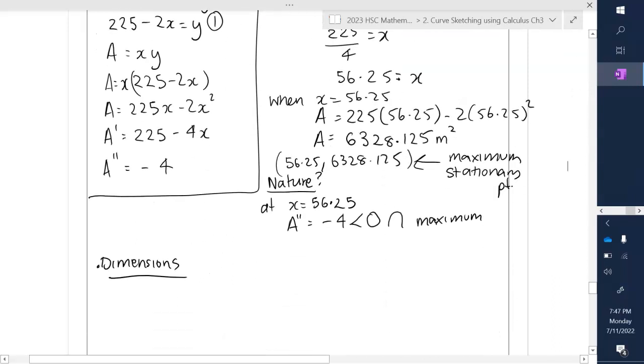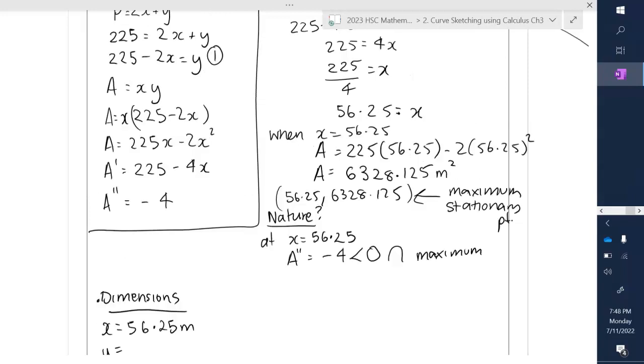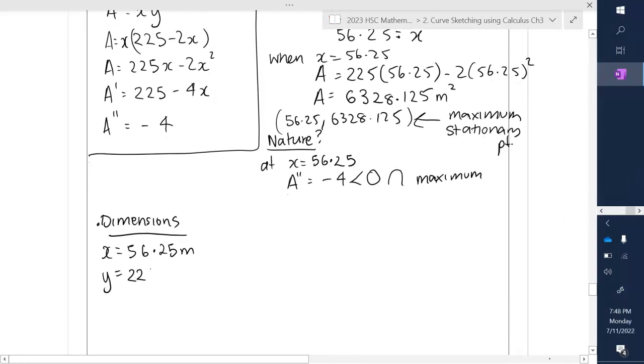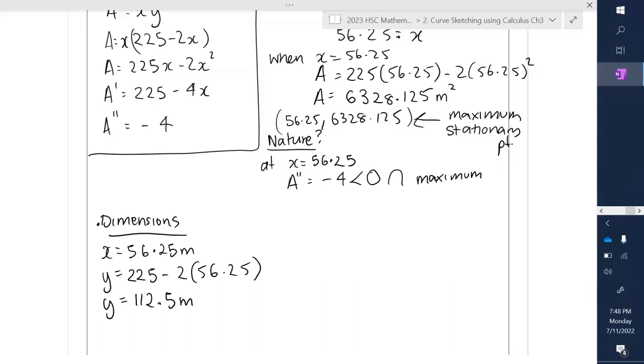Okay, so our dimensions are x is equal to 56.25 meters, and y is going to be equal to 225 minus 2x. 225 minus 2 lots of 56.25. So y is going to equal 112.5 meters. And that will give us the dimension. That will give us the maximum area.